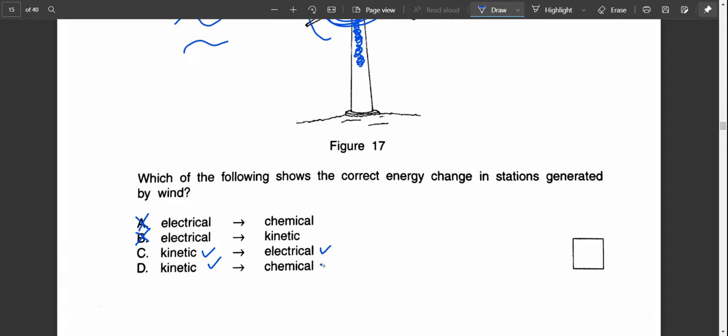Actually, it's also possible for it to be chemical energy, because if they decide to put a battery here, then it will be chemical energy. But then again, before it goes to chemical energy, it will always be from electrical energy first. Therefore the answer is C.